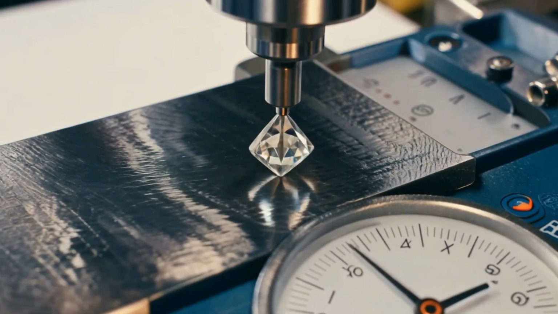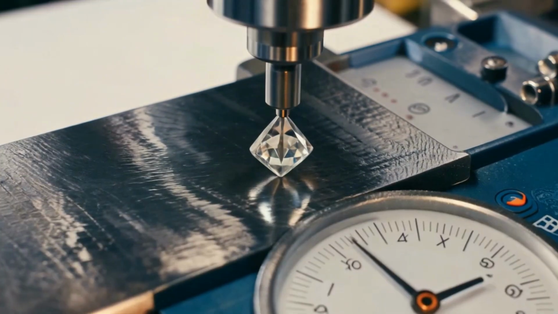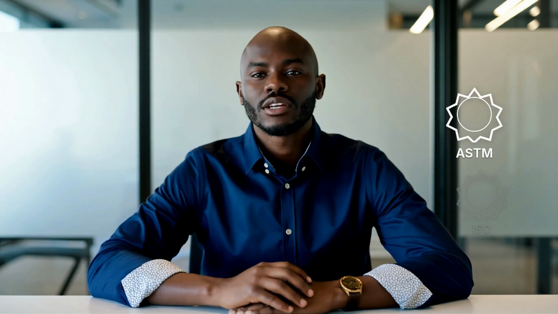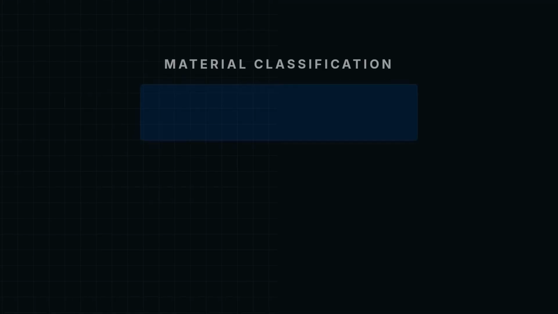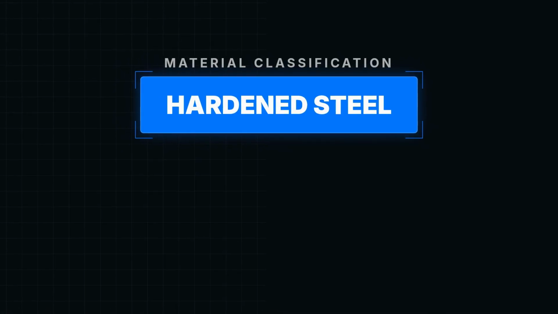These conversion results represent equivalent indentation resistance measurements across different testing methods, allowing you to verify material properties regardless of which standard your supplier uses. The material classification output helps confirm you're working with appropriate materials for your application.